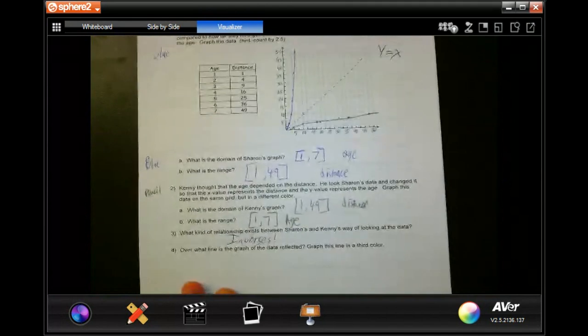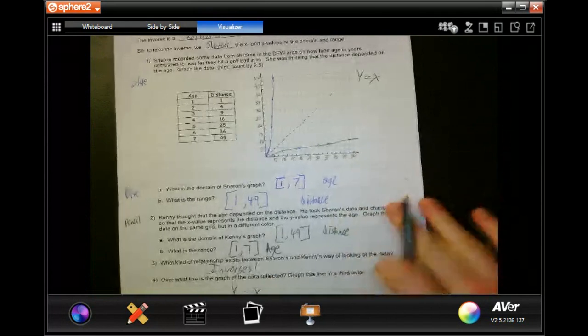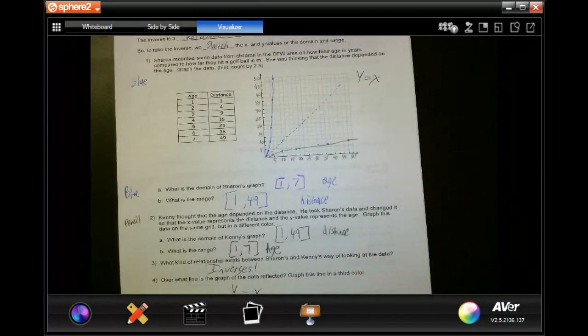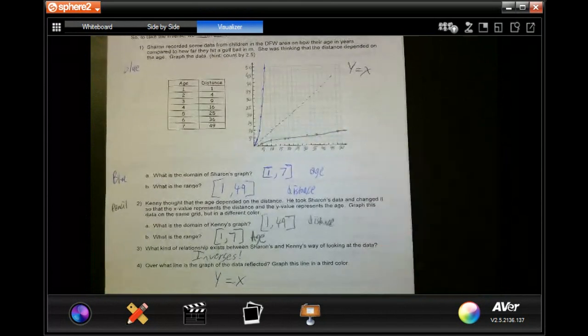So over what line is the graph of the data reflected? Well, I just said it. It's y equals x. I put that in black versus the blue and the pencil. Yep, these are inverse functions. So, yeah, you guys can see that. Make sure you have all that on the page there.